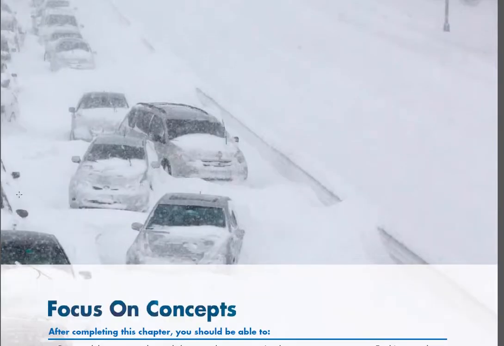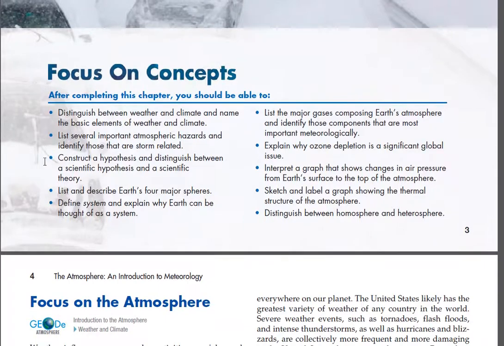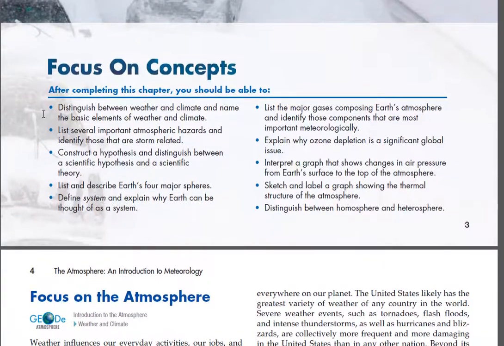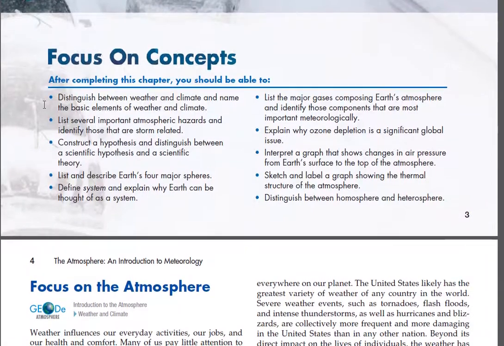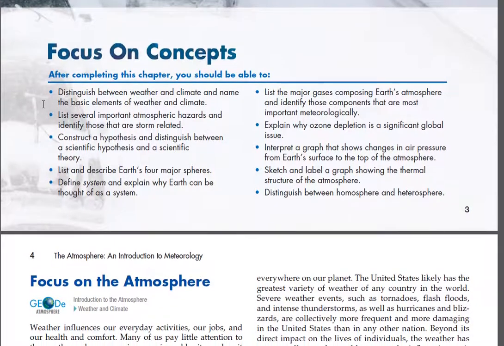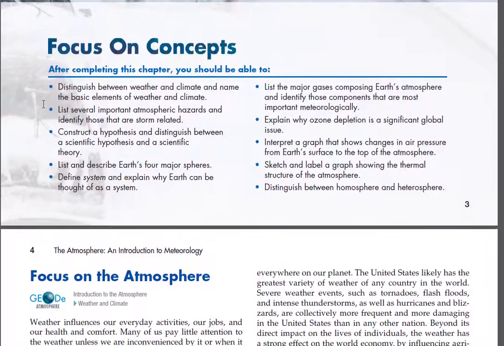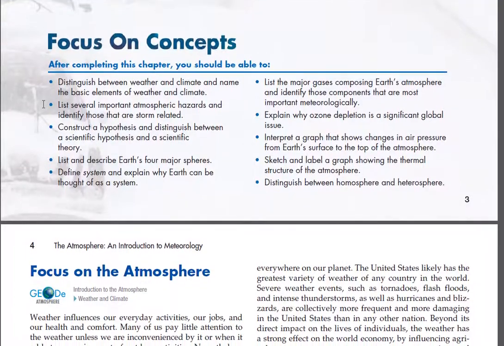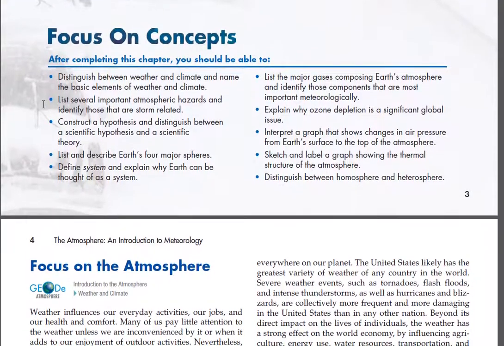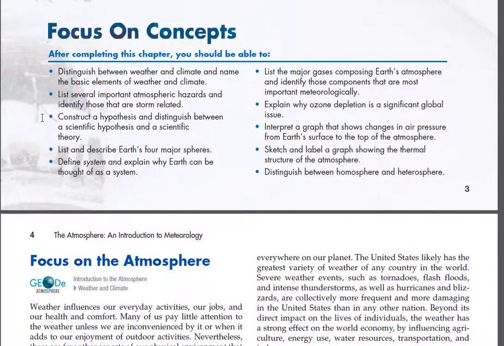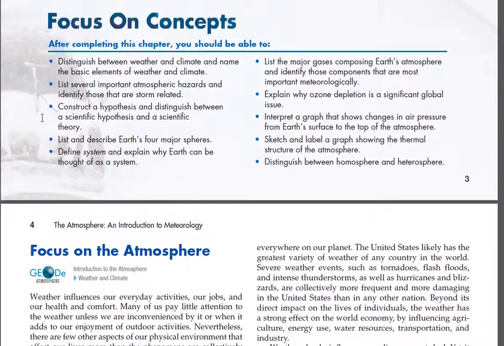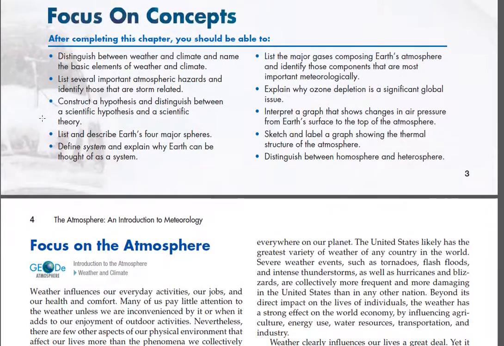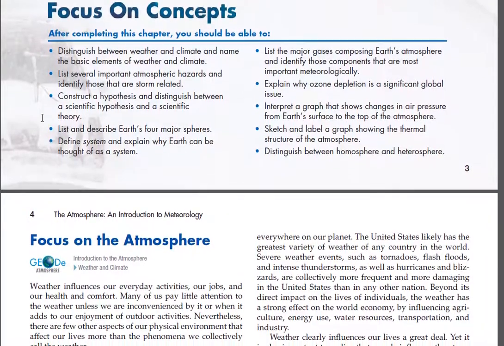After completing this chapter, you should be able to distinguish between weather and climate and name the basic elements of weather and climate. List several important atmospheric hazards and identify those that are storm-related. Construct a hypothesis and distinguish between a scientific hypothesis and a scientific theory. List and describe Earth's four major spheres.